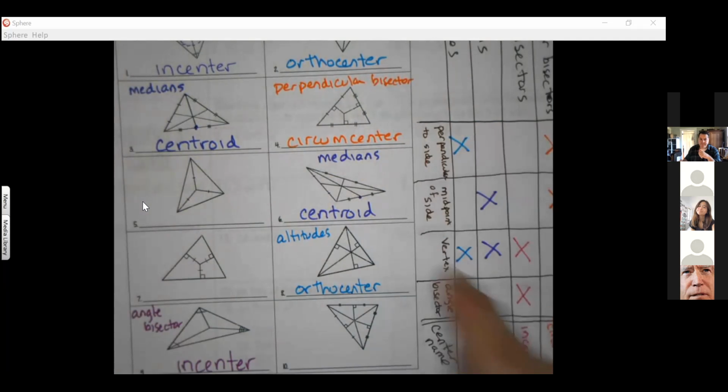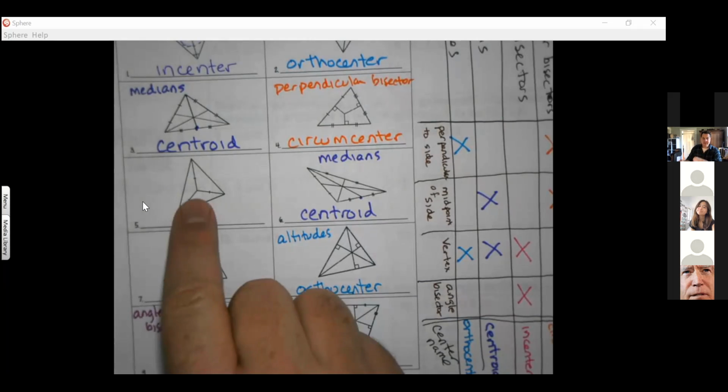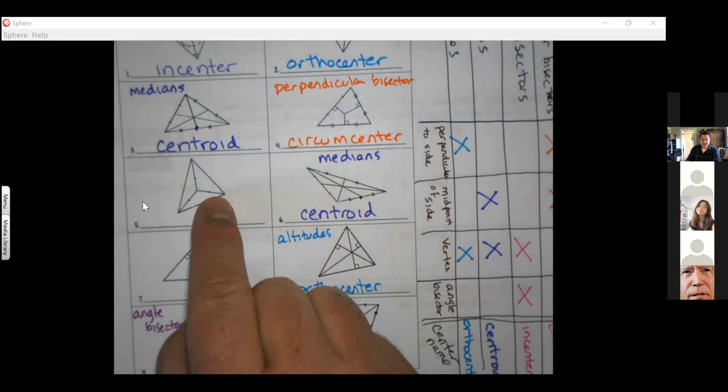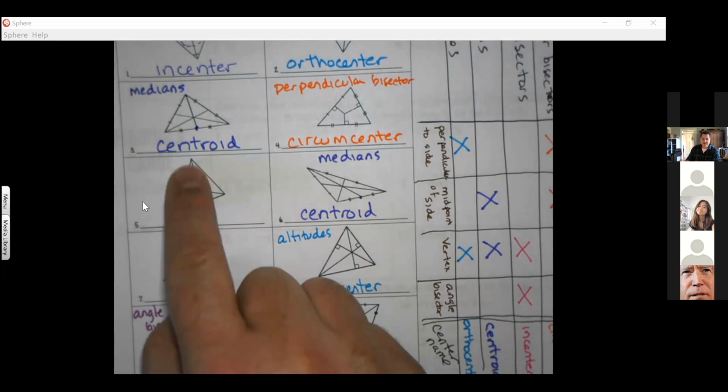Can we use this chart? Because the chart is all about the hypothesis. The chart is all about what segments are used to create this center. This center has already been created, and now it's showing you the conclusion. What type of center is it that is the same distance away from each of the vertices?